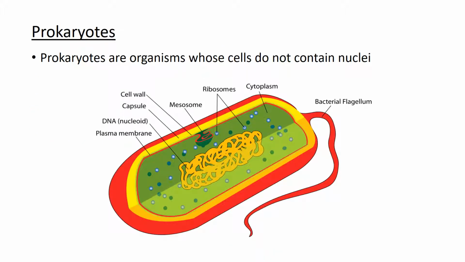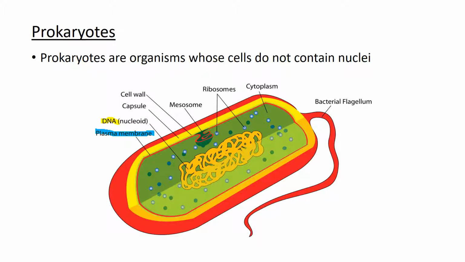Let's take a look at the prokaryotes. Prokaryotes are organisms whose cells do not contain nuclei. What we're looking at is an image of a bacterium, a typical prokaryote. And if you look at its DNA, it is not surrounded by a membrane. Now, of course, I'll point out, yeah, the entire cell is surrounded by the plasma membrane, the cell membrane, the phospholipid bilayer, we could call it any of those things. But the DNA itself does not have its own membrane. That's what we mean when we say it doesn't have a nucleus.